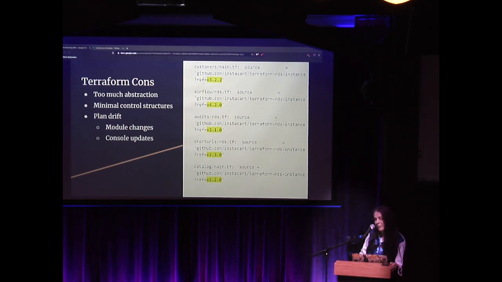In addition, people are able to make changes in the console. And if they make changes in the console, you're going to get plan drift again, and you're going to make a change, and you're going to plan, and you're going to be like, okay, I'm changing more than I thought I was going to change. So unless you completely lock down console changes, and unless you insist on modules always being consistent, you're going to get drift.